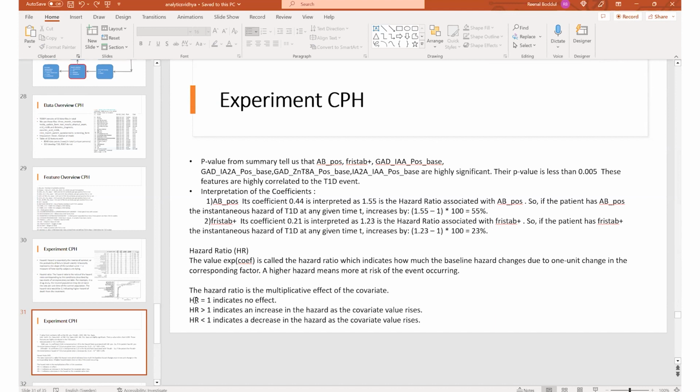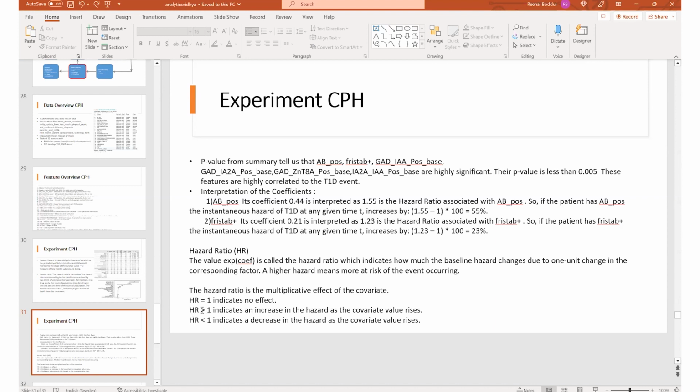If you see, a hazard ratio of 1 indicates no effect. If we get a hazard ratio of 1, it indicates no effect, whether we have given the treatment or not given the treatment. If we get the value 1, it means the treatment is definitely not useful.